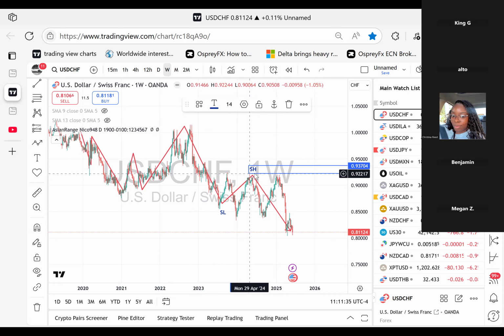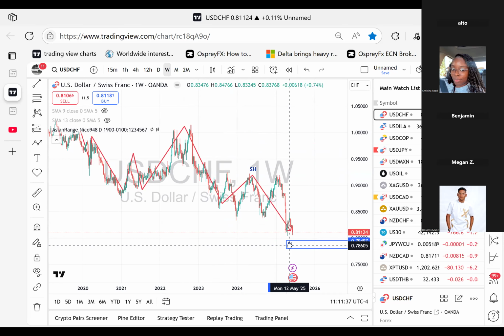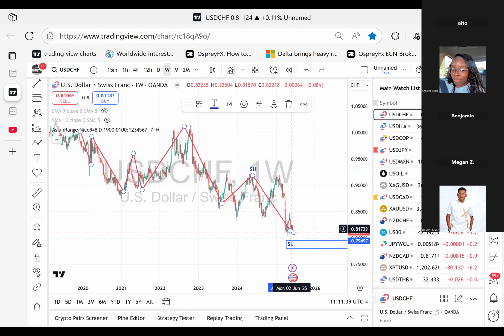So now, as price is pushing down, our swing structure is changing. Now this is our swing high, right? And we're creating a new swing low. Does that make sense?